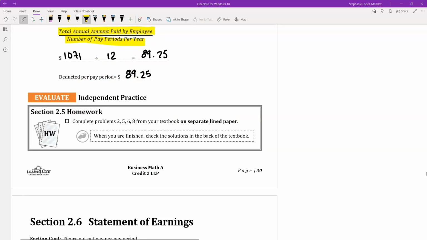Now go to your textbook, look for section 2.5, and complete problems 2, 5, 6, and 8.